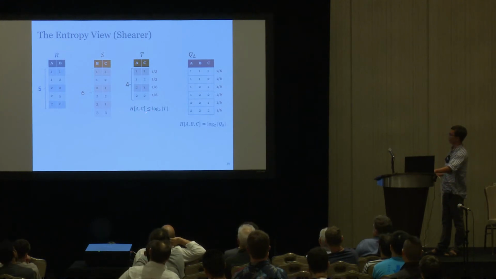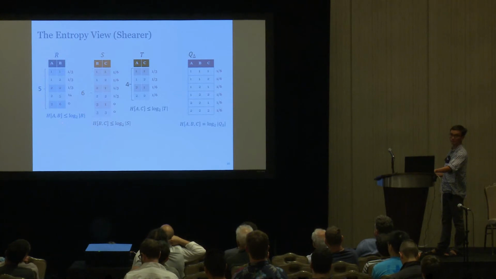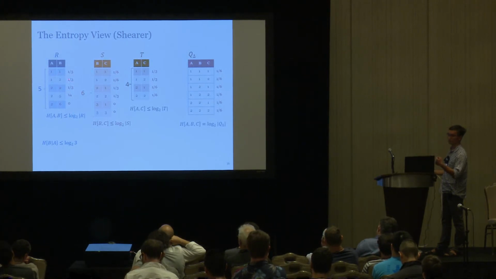Okay? So it basically says that HABC is bounded by log of 4. HAC is bounded by log of 4 in this case. Similarly, HBC is bounded by log of the number of tuples in S, and HAB is bounded by log of the number of tuples in R. And furthermore, H of B given A is bounded by log base 2 of 3, because for any given A, there are at most 3 values of B. Just by looking at the statistics from relation R, you can derive bounds of that form.